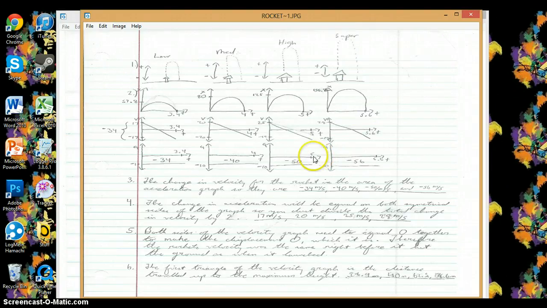Number 3 is what are the changes in velocity. The change in velocity is going to be the area of your acceleration graph. So for the low one, you have 3.4 seconds times negative 10 meters per second squared, which gives you negative 34 meters per second, your change from here to here. Then the change for the medium rocket, at 4 seconds, is negative 40 meters per second. The change for your high is negative 50 meters per second, and the change for your super high is negative 56 meters per second.